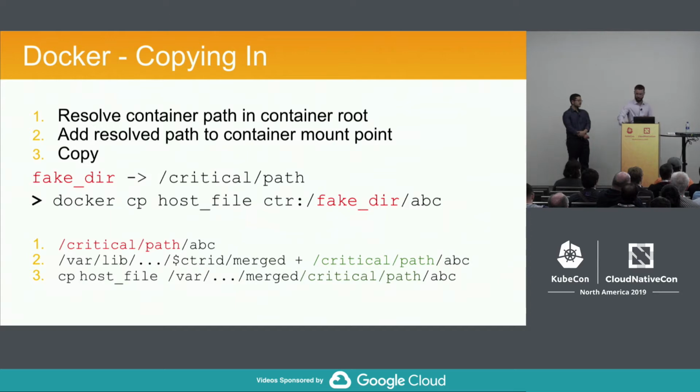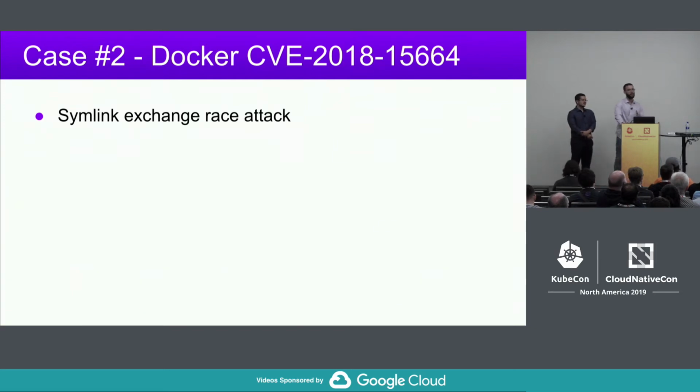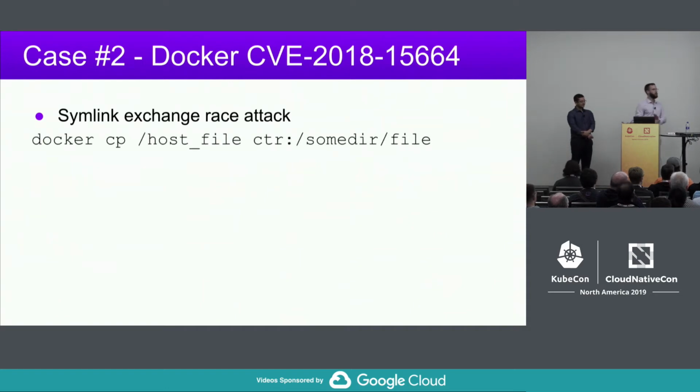So that seems to solve the problem because the symlinks are resolved before the copy occurs, but it actually didn't. And that leads us to our second CVE, where in Docker we could have a symlink exchange attack, a race attack. And let's illustrate that with an example. So let's say we have a completely normal cp command, copying a normal file from the host to a normal directory, sumdir, on the container. So what will happen?